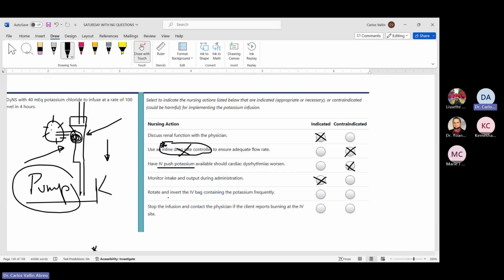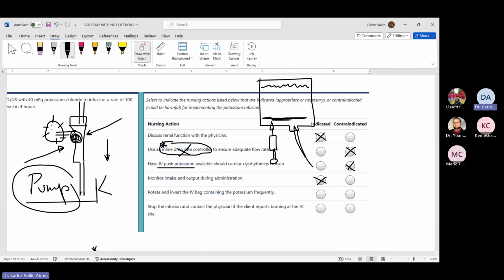Rotate, very important, rotate and invert the IV bag containing potassium frequently. Guys, the IV bag that is connected to the tubing has D5W in normal saline, and the pharmacy added the 40 milliequivalents of potassium. This potassium nowadays is administered in the pharmacy, so it comes from the pharmacy with the potassium.